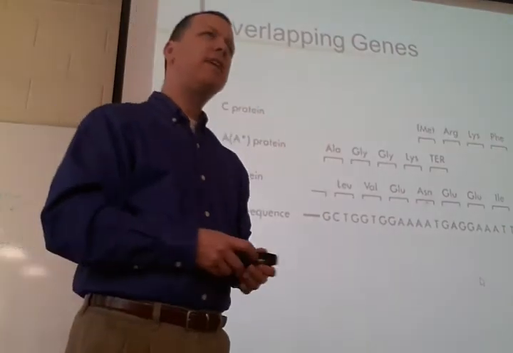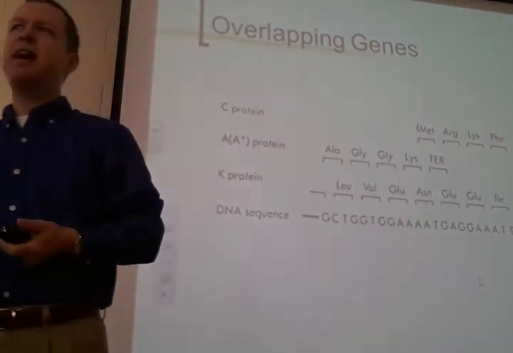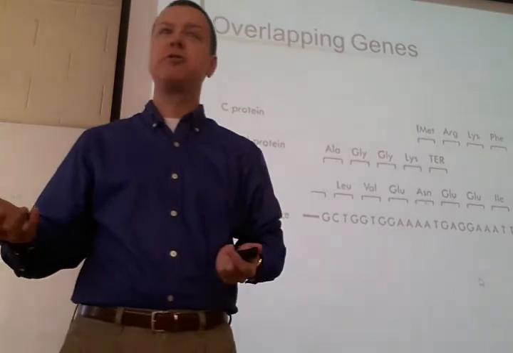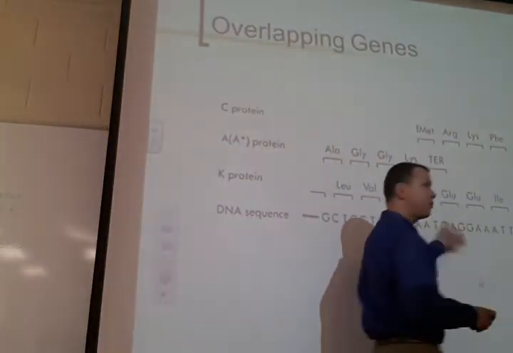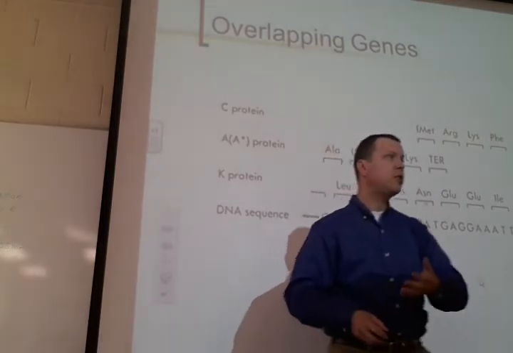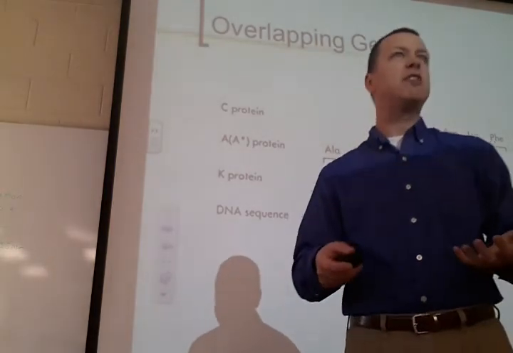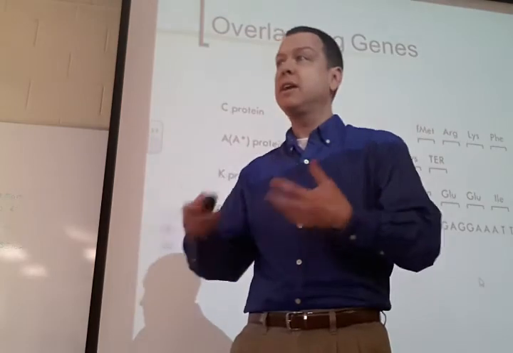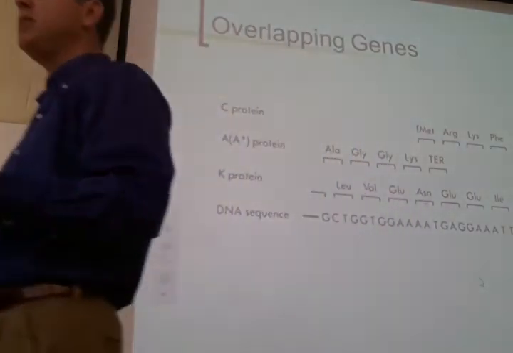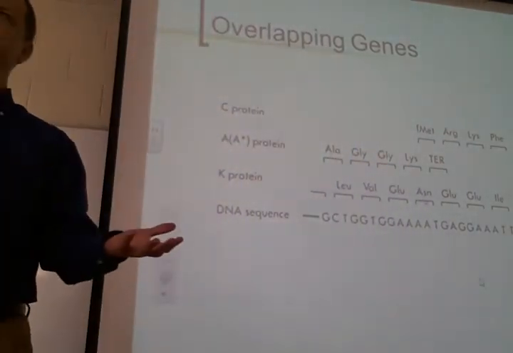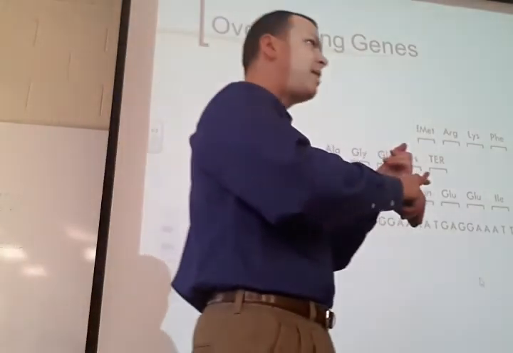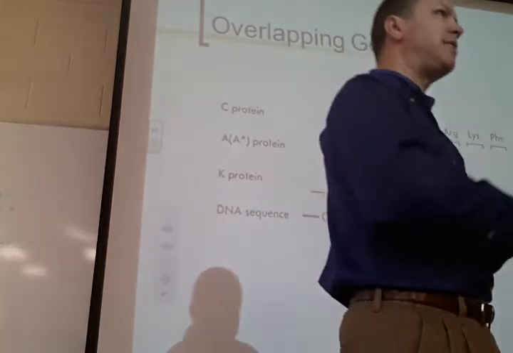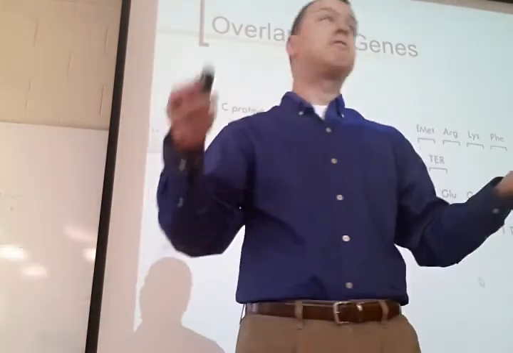Because I could then theoretically only have to carry around 1/3 as much DNA. If I use every letter as part of 3 genes, then I can cut the total amount of DNA I have to carry around by 2/3. So that could be pretty attractive, because that's less to copy and less to carry around.